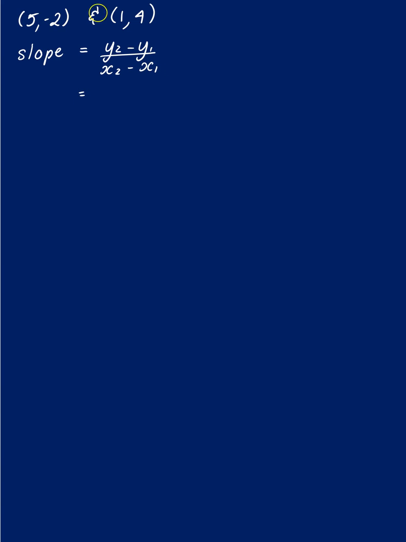Basically, we're going to go change in the y's, so minus 2 take 4 over 5 take 1, and we're left with minus 6 over 4. Huge tip, make sure that you always put this in the lowest possible form. So that's going to be minus 3 over 2. So that is my slope. You can now choose either point here. I'm just going to choose 1, 4 because they're both positive. You could have just chosen 5, minus 2 because it came first. There's no right or wrong answer there.